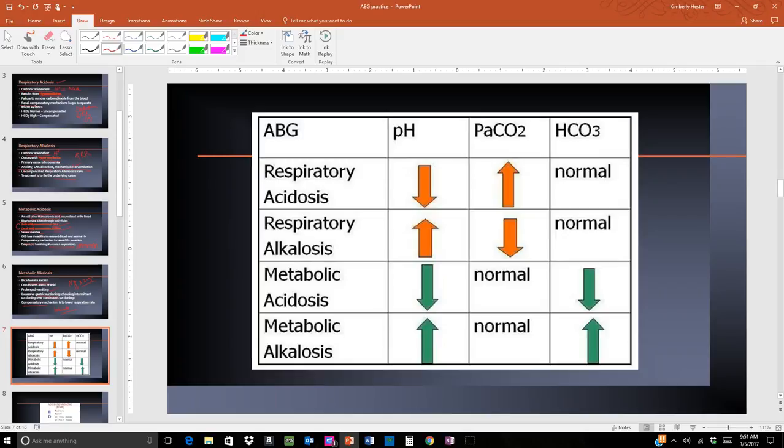So if you have the ability to print off this little ABG bingo, this is always a good sheet to keep with you when you're first trying to figure out how to learn about ABGs and interpret ABGs.